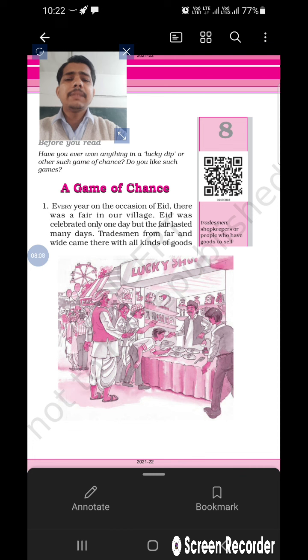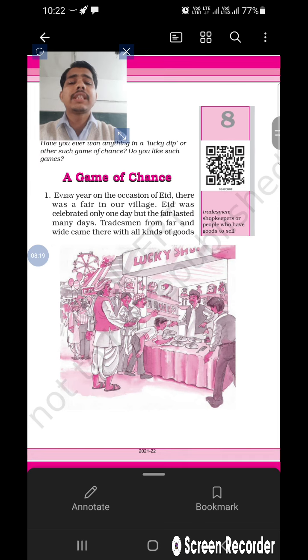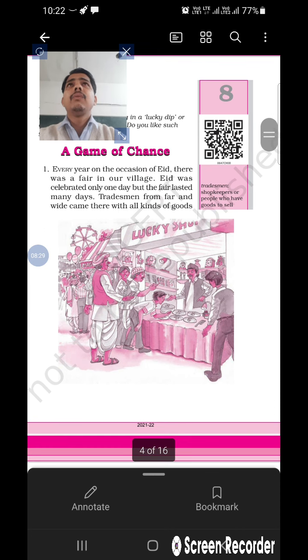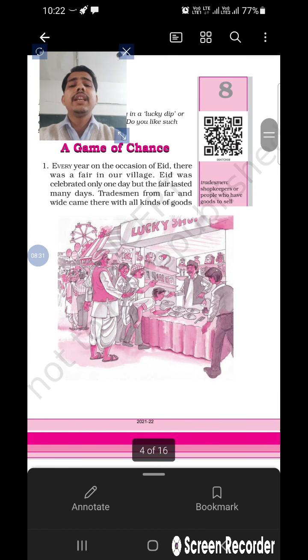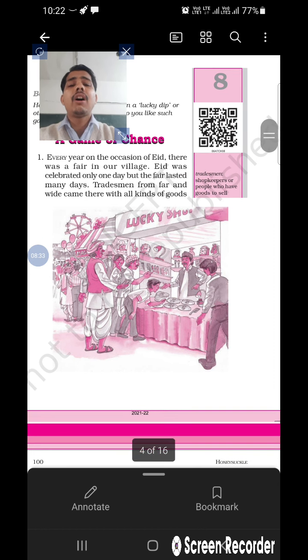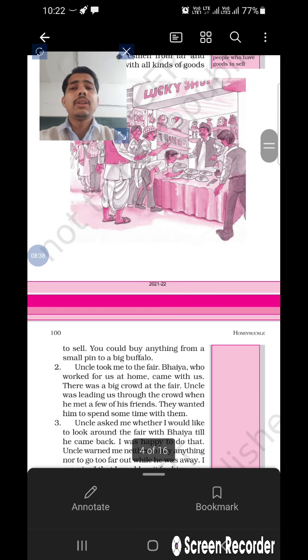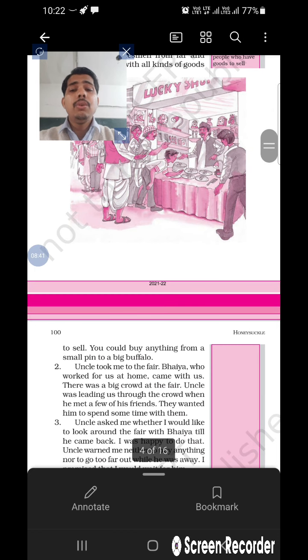Now, tradesmen from far and wide came there with all kinds of goods. Tradesmen, what is the meaning of tradesmen? Tradesmen means shopkeepers, all the people who have goods to sell. Okay? Tradesmen from far apart, from long distances, were coming with all their things, with all kinds of goods, with all kinds of products. For what purpose? To sell all those things.